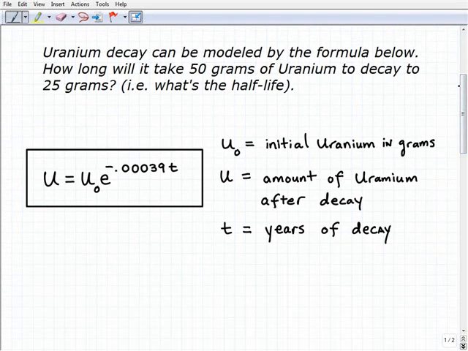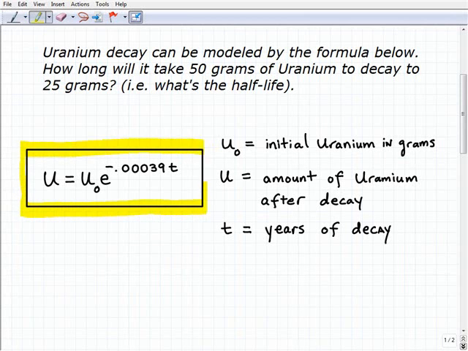Uranium decay. Uranium is a radioactive isotope, if I'm not mistaken. It's a radioactive material, and it decays over a period of time, i.e. dwindles away. So you have this material, uranium, that's dwindling away. Uranium decay can be modeled by this particular formula right here, and you can clearly see it involves an exponential function.